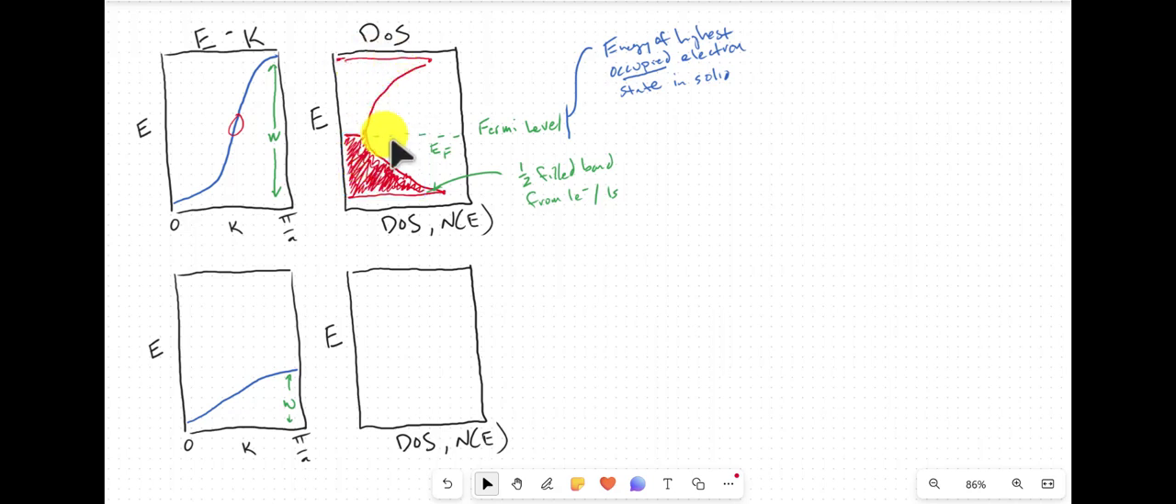And in a lot of ways, the density of state plot is the closest thing to a molecular orbital diagram that we have for the solid state. And just like we can look at molecular orbital diagrams and pretty quickly understand where things like the frontier orbitals are, right?